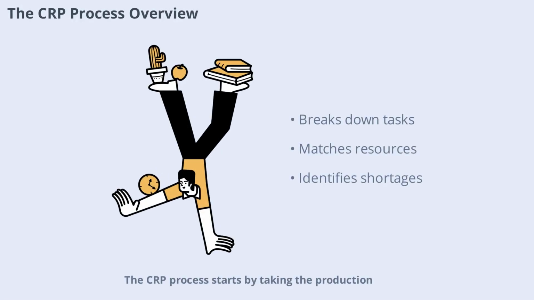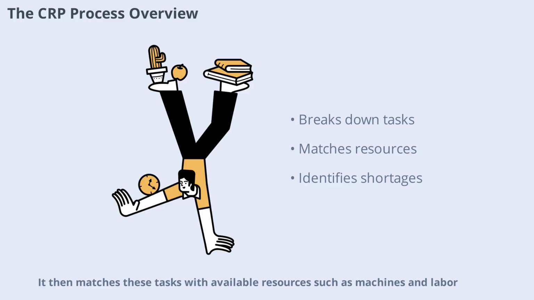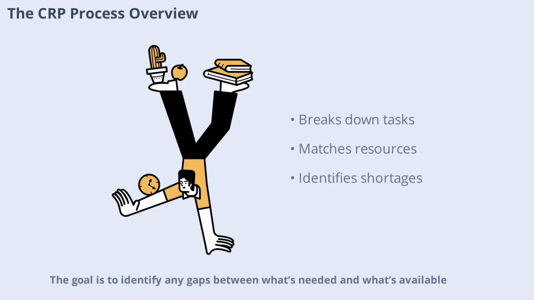The CRP process starts by taking the production schedule and breaking it down into specific tasks. It then matches these tasks with available resources, such as machines and labor. The goal is to identify any gap between what's needed and what's available. If a shortage is found, adjustments can be made, like rescheduling work, adding shifts, or outsourcing tasks. This proactive approach helps avoid last-minute surprises and keeps production running smoothly. Let's look at each step in more detail.